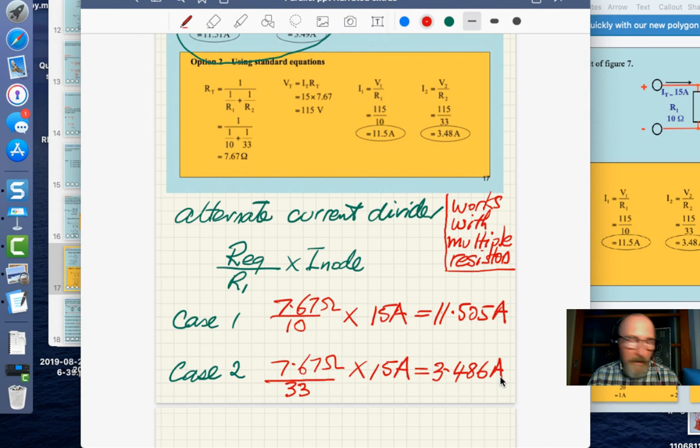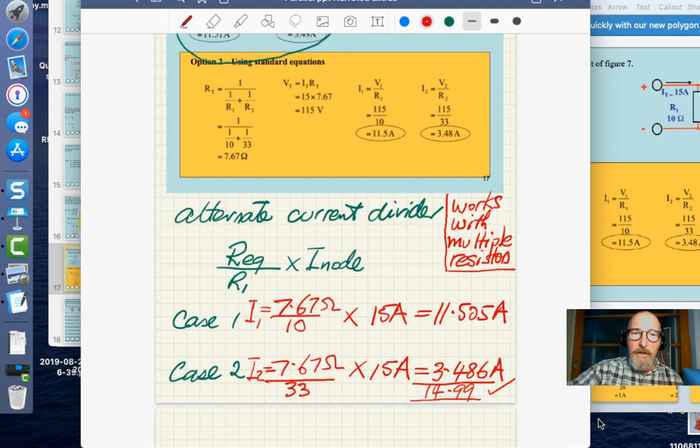And of course, if we add both of those currents together, I add that now to 11.505, and I get 14.99. That was just a check to see that I've got the correct answer, because we know that all of the branch currents have to add to the total current coming into the circuit. So case one, I suppose I should write here, is I1 equals, and case 2 is I2 equals. Okay, so REQ, let's put a big box around that.